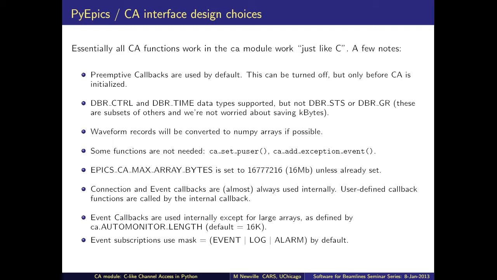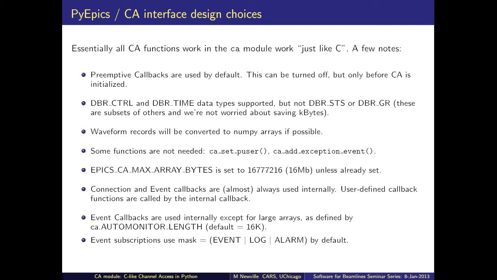Since many people use this with waveform records, if it's not already set, EPICS CA max array bytes is set by the library. And connection and event callbacks are almost always used internally for PV objects. The library already defines event and connection callbacks, and then the callbacks you define are called by those event callbacks.